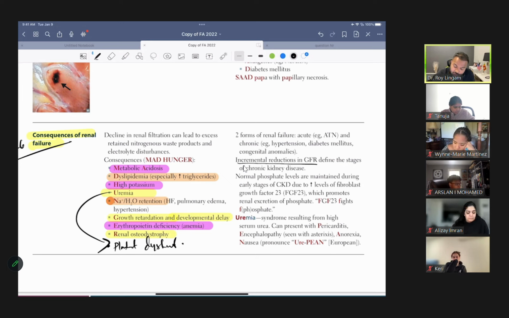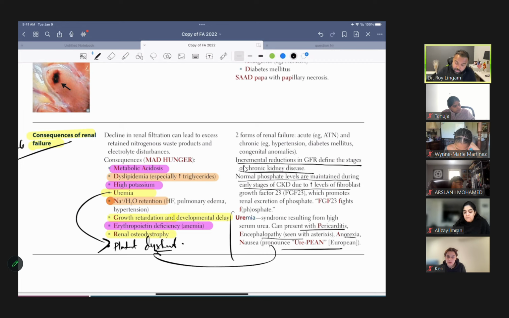Incremental reduction in GFR defines the stage of chronic kidney failure, folks. And then normal phosphate levels are maintained during the early stage, but then it increases. We already know. And we talked about uremia, folks. Okay, let's see. They talked about pericarditis, encephalopathy, but platelet. Make sure you know that.